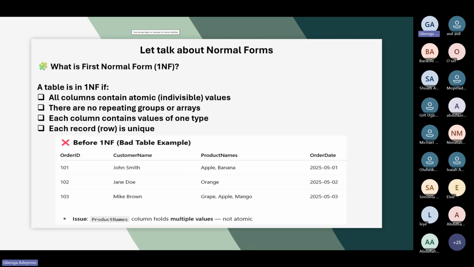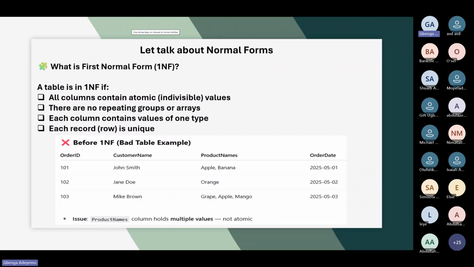We have the first normal form, the second normal form, the third. I don't know if there are so many others though. But the ones that I'm very familiar with are the 1NF, 2NF, and the 3NF. So what is first normal form?